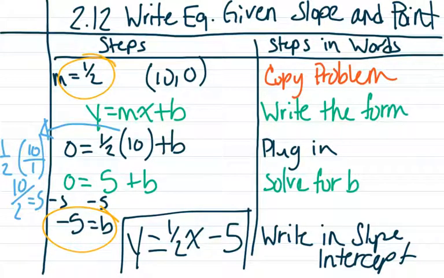So there's just a couple extra steps. Reminder that the only time you're given a y-intercept is when the x-coordinate is 0. So anytime you have a point, you can always do these steps if you can't recognize a y-intercept, and that's okay.